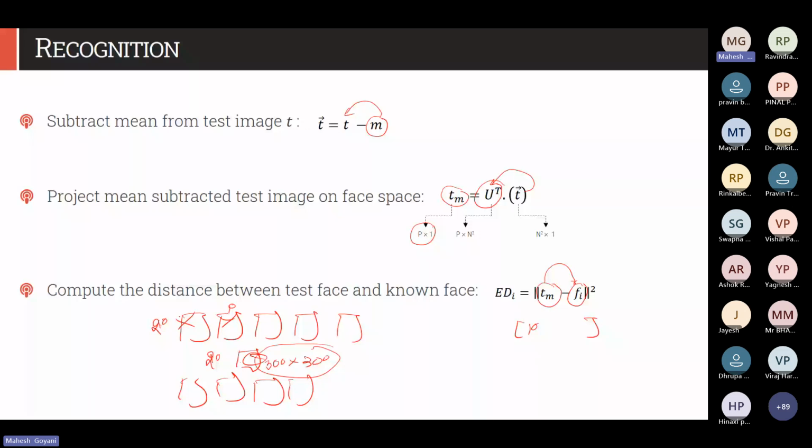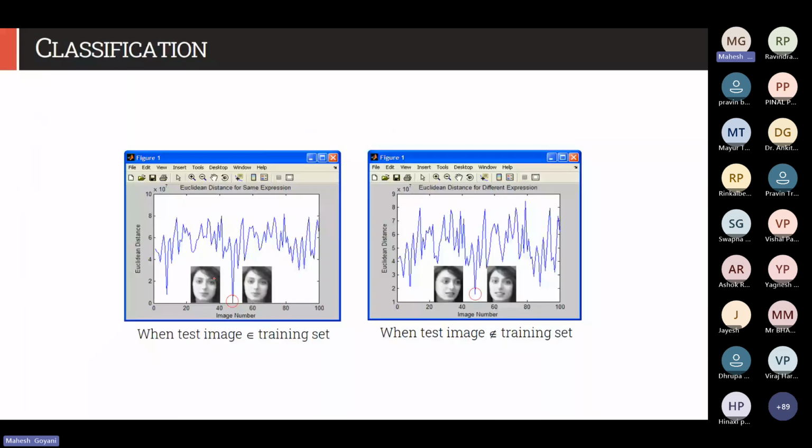And this is just one demo of the results. This is the test image. If the test image is present in the training set, then the Euclidean distance, or whatever comparison you do, will be 0. But when the train image and test image are different, suppose the image is not present during training, then the difference between test and train would not be 0, but it could be minimum. Based on that also, you can identify the class of that image.